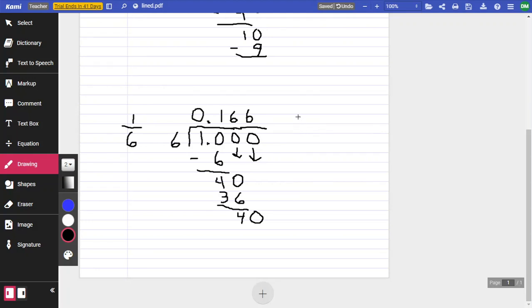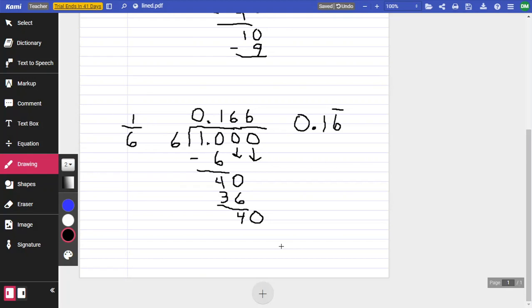We would say that this is 0.16, and then we only put the bar over the 6. So 0.16 repeating. So 0.166666 forever and ever. It's never going to stop because notice no matter how many times we do this, we're going to get 36 and then we'll have a remainder of 4. Okay, so those are the 3 types of decimals that you could get if you start with a fraction.